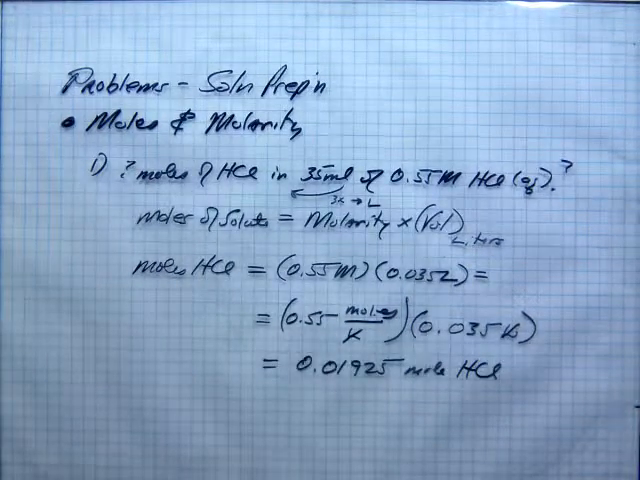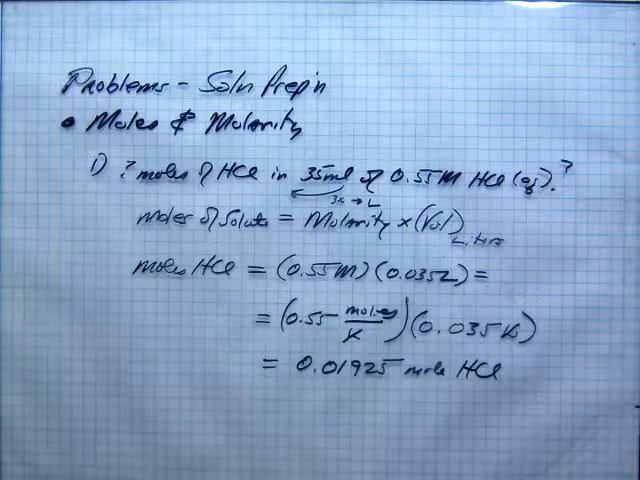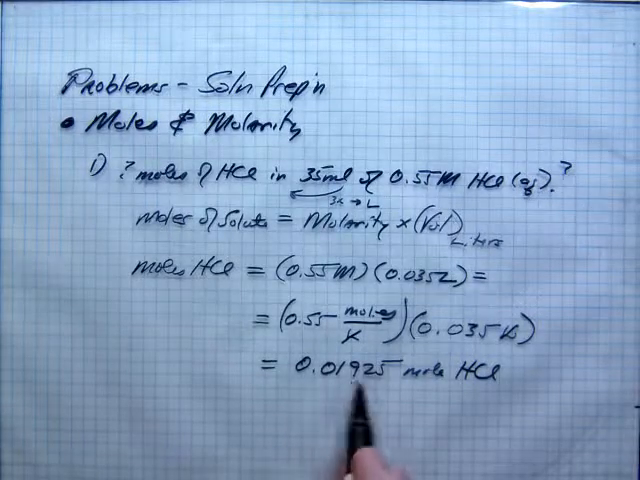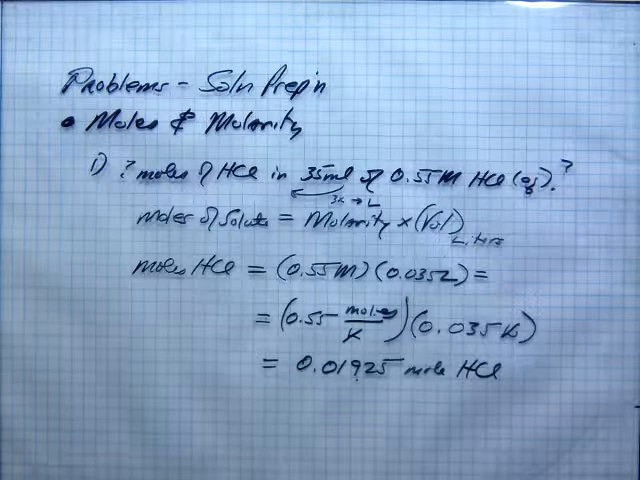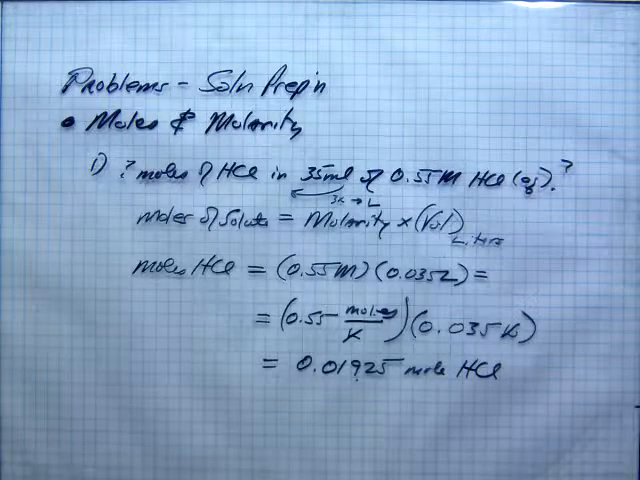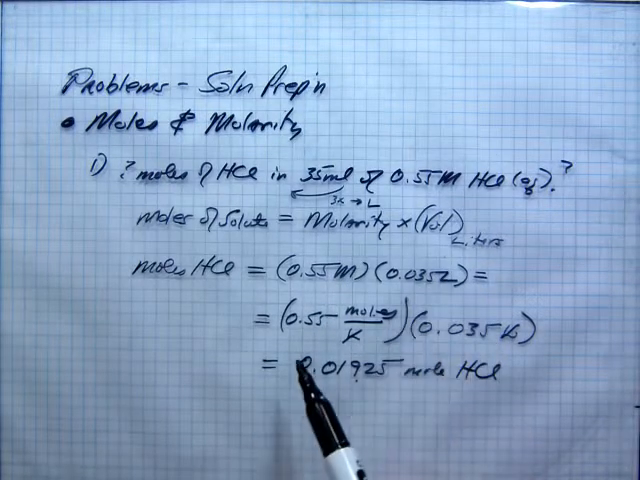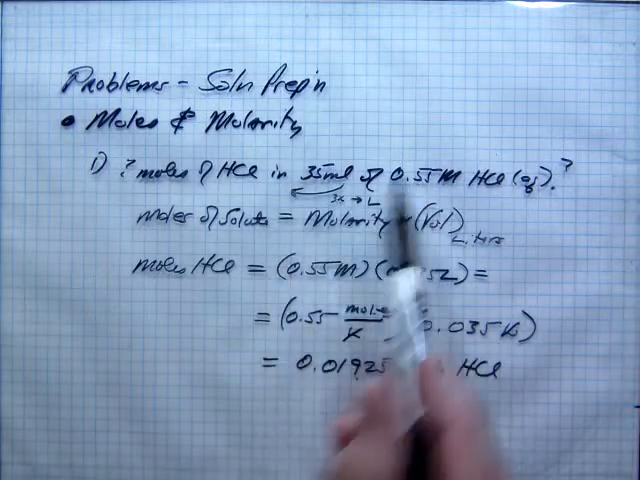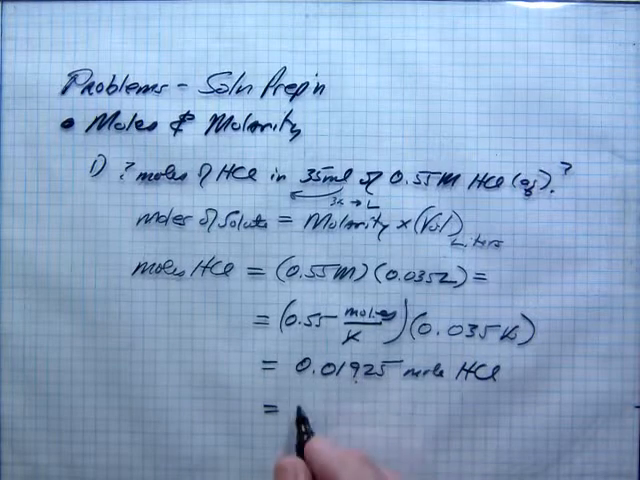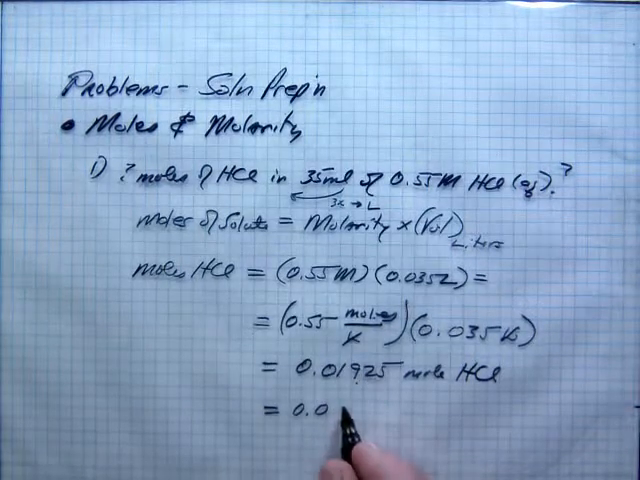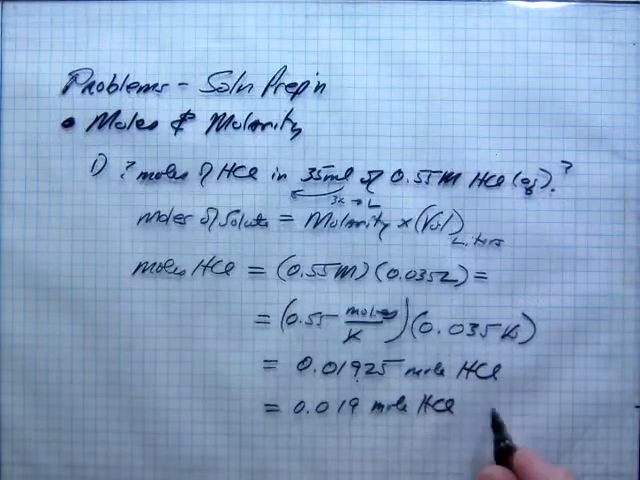So from a molarity and volume into moles, this would give us 0.01925 moles of HCl solute dissolved in the solution. Now, the data that is given looks like 2 significant figures on either side. So from left to right, 0.019 mole of HCl.